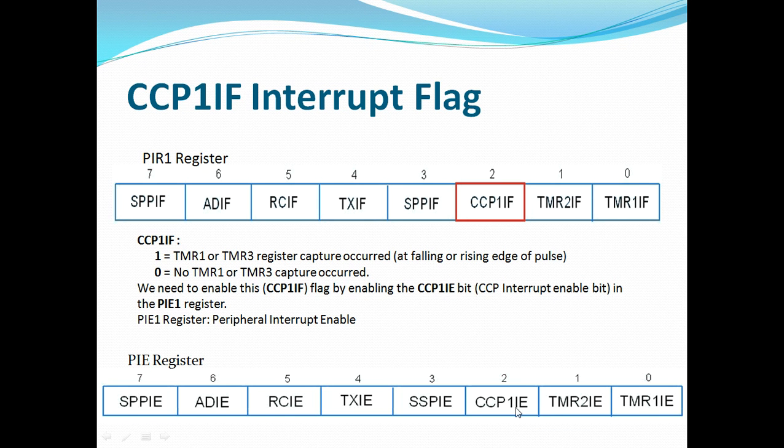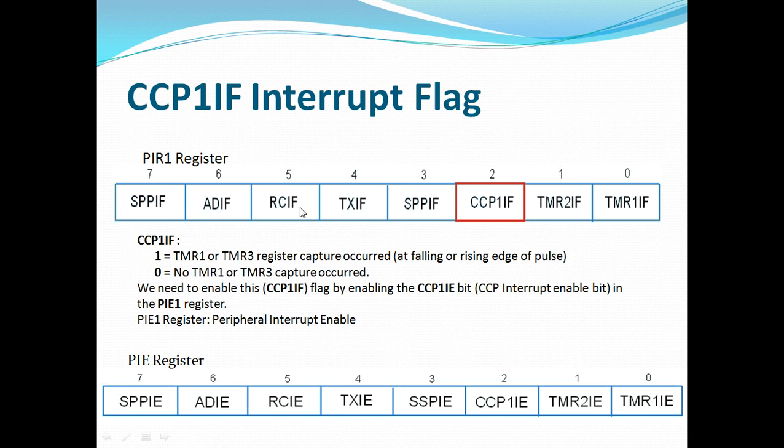Here, if I make all four bits zeros and this particular bit 1, then this value will become 04. So I can write PIE1 equal to 04, so that I can use this CCP1 interrupt flag for capture mode. You should remember these two registers.